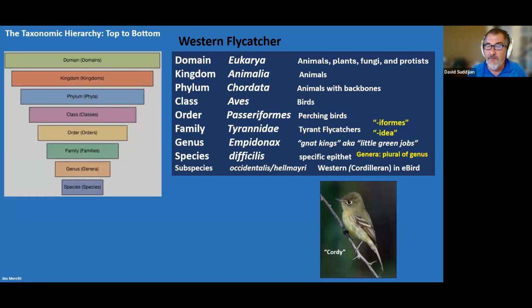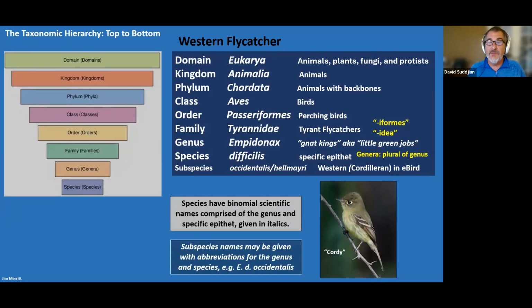So in the case of the Western flycatcher, we have the one that we were calling Cordilleran until last summer. It's actually made up of two different subspecies, as eBird will reveal to you if you pay attention to the Latin names in eBird, Occidentalis and Helmeri. But they come together to form our Cordilleran flycatcher in eBird.